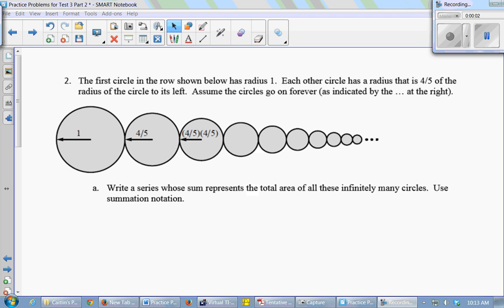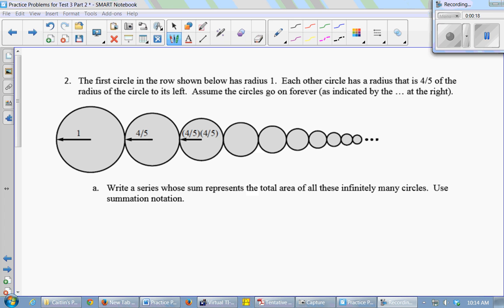The first circle in this row has radius 1. Each other circle has a radius that's 4/5 of the radius of the circle to its left. If we assume these go on forever, we get a picture that looks like this. The first 3 circles have their radii labeled.